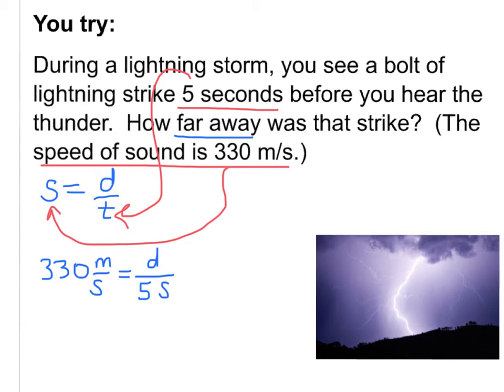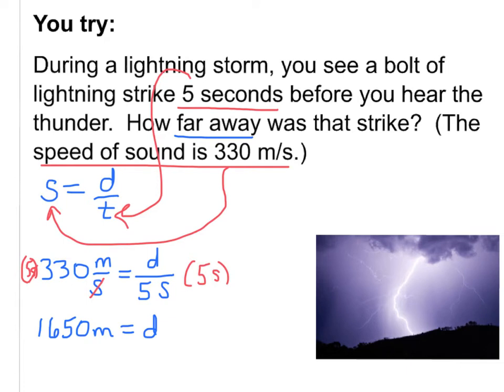I would like to isolate that D on one side. It's my variable. So in order to isolate that, I'm going to multiply both sides by 5 seconds. Remember, what I do to one side, I can do to the other. So let's do that. So now, 5 times 330 is 1,650. And you can see here that seconds are going to cancel out. So I'm left with meters only.